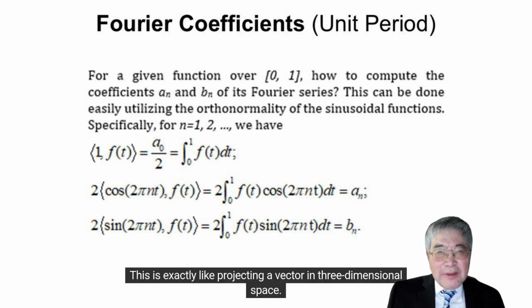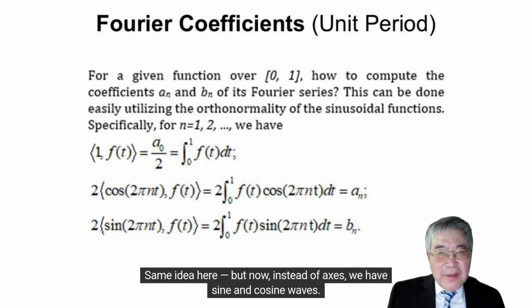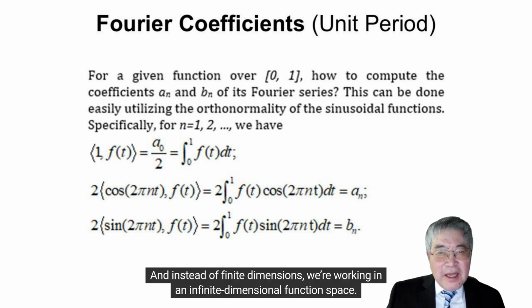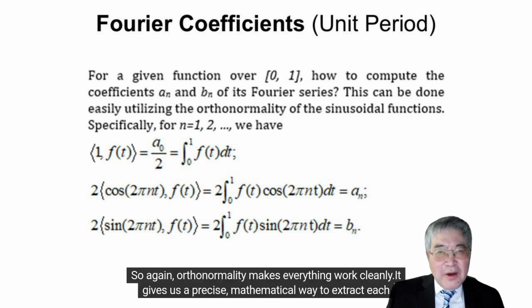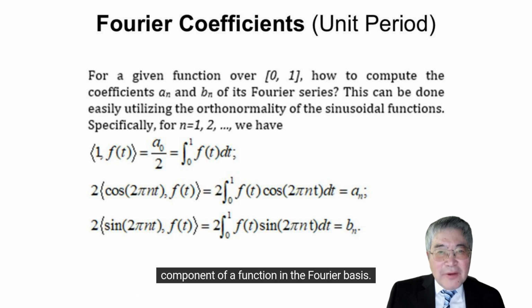This is exactly like projecting a vector in three-dimensional space. If you want the x component of a vector, you project it onto the x-axis. For the y component, you project onto the y-axis. Same idea here, but now instead of axes, we have sine and cosine waves. And instead of finite dimensions, we're working in an infinite dimensional function space. So again, orthonormality makes everything work cleanly. It gives us a precise mathematical way to extract each component of a function in the Fourier basis.